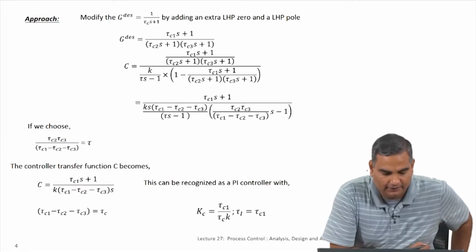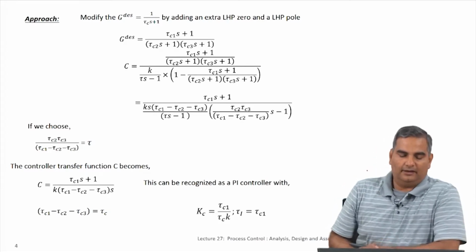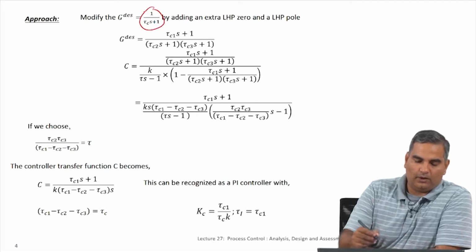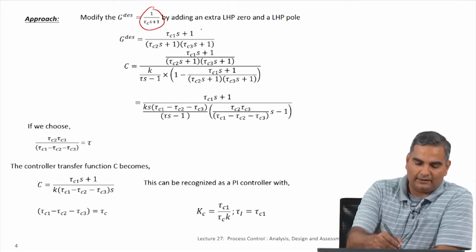The standard technique to do this would be, instead of saying I will have just 1 over tau Cs plus 1, what I am going to do is add another tau Cs plus 1 type of term here.